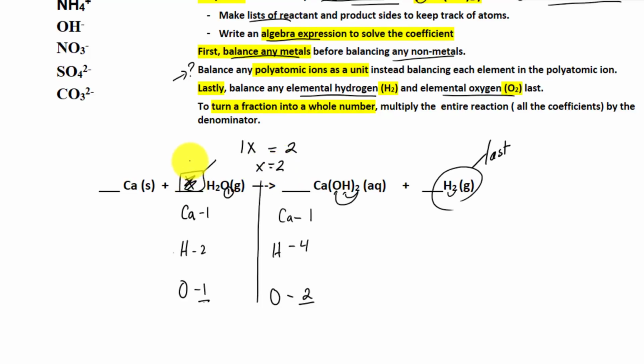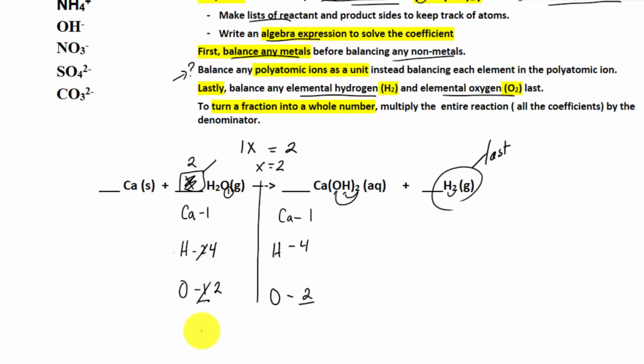So we can cross that out and give ourselves a 2 for the coefficient. Now let's recount. Because you put a coefficient there, it affects every single element in that compound. So we have 2 times 2, that gives us 4 hydrogen. What about 2 times 1? That gives us 2 oxygen.